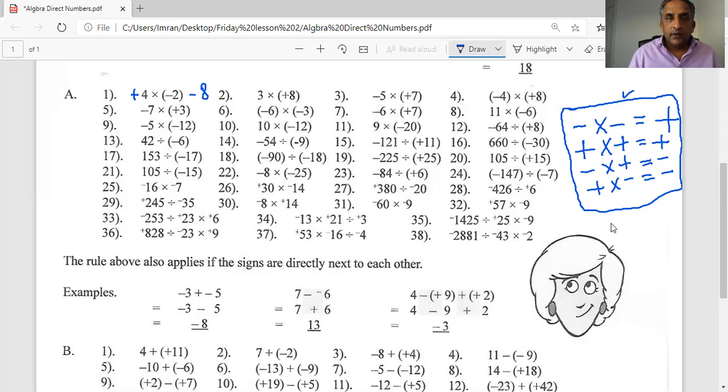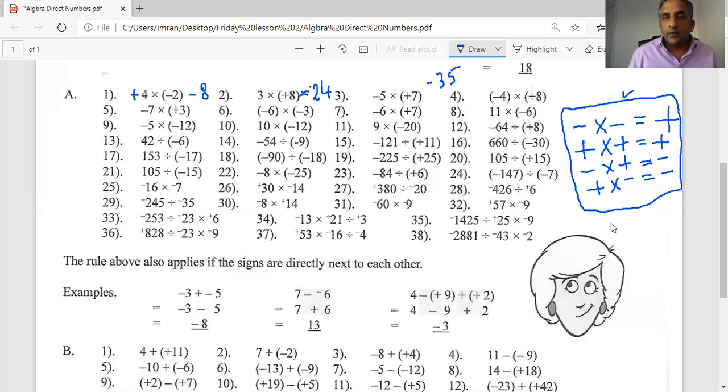Now question number 2. There is no sign with the 3, it means 3 is positive. So plus 3 times plus 8, it will be 8 times 3, 24. It will be plus 24. And remember, we don't write plus in the beginning because it's already understood. So 24 is the answer. Now in the third question, minus times plus is minus, if you refer back to that rule, and 5 times 7 is 35.